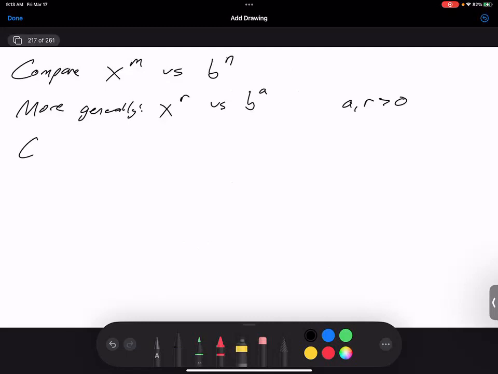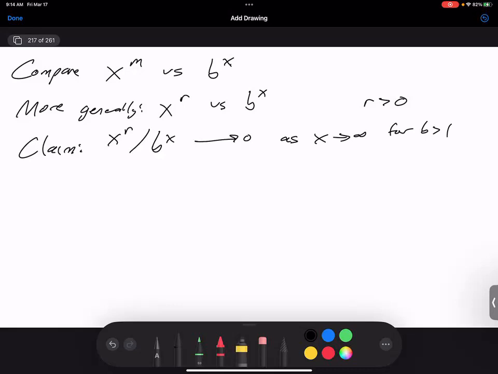So the claim is x to the r over b to the x goes to 0 as x goes to infinity for b greater than 1. This should be just x over here, sorry. Why do I have to take b greater than 1? Well, if b equals 1, b to the x is just always 1. If b is less than 1, as I take higher and higher values of x, I'm going to get a smaller and smaller number. So we'll take some base greater than 1. I'll do e to the x to make things simple, and I'll just discuss the general case.